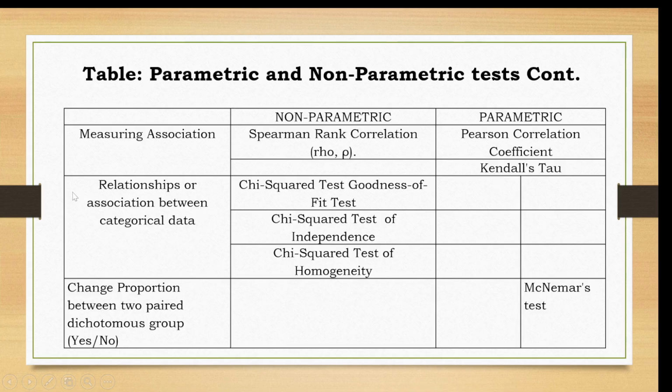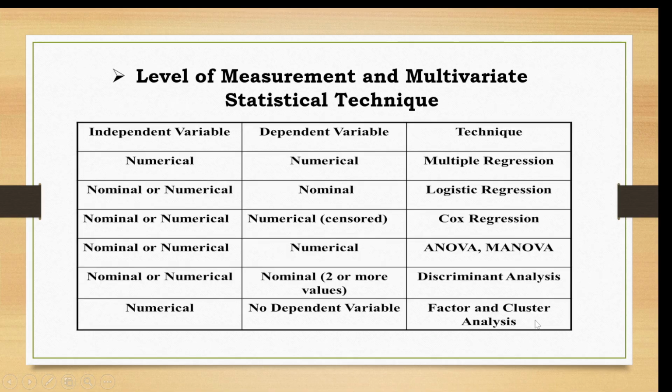Again, to measure relationship or association between categorical data, we discussed the types of data before. So for categorical data, you can use the chi-square test of goodness of fit. And also we can use the chi-square test of independence. And then we can use the chi-square test of homogeneity. So to measure the change in proportion between two paired dichotomous groups, for example, when you have yes or no, you can use the McNemar test in this case.